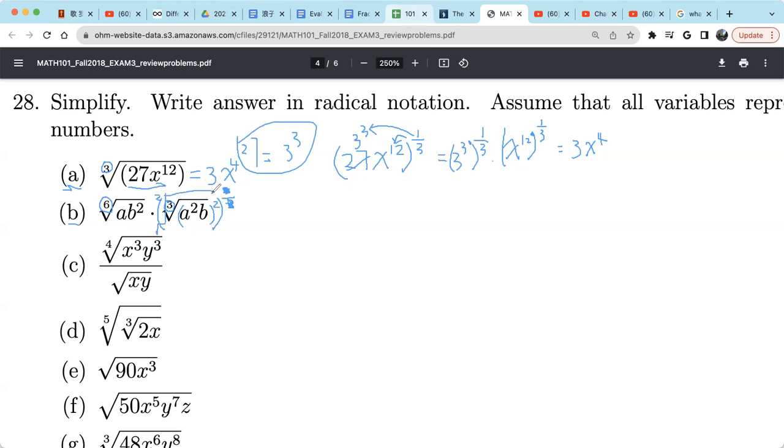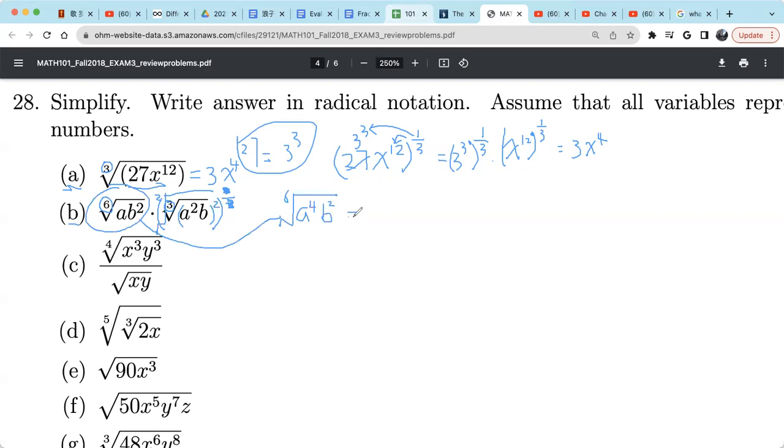So 2 layers of radicals is similar to 2 layers of exponents. We multiply the 2 indexes. So the second one becomes 6th root. We have 2 times 3, that becomes 6. The 6th root of a squared, that becomes a to the 4th power. Then b squared. Then we multiply those 2 together. Now, those 2 have the same index.